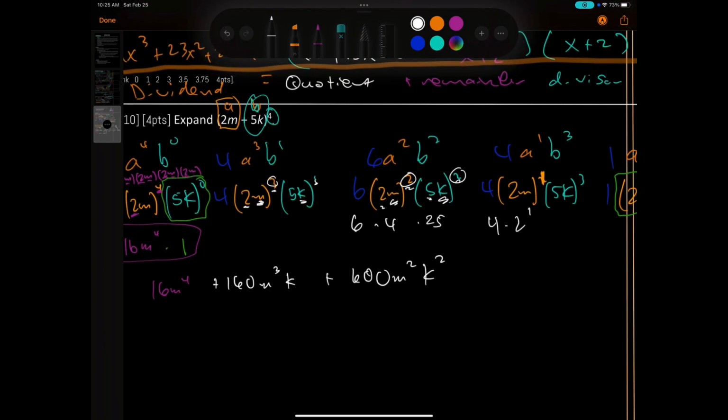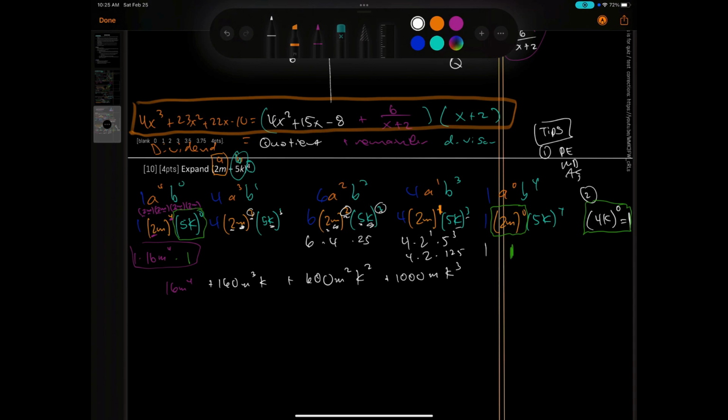4 times 2 to the 1st times 5 to the 3rd, so that would be 4 times 2 times 5 to the 3rd power. 5 times 5 is 25. 25 times 5 is 125. So if I multiply all of those numbers, you'll get 1,000. 1,000 m to the 1st, or just m, and then k to the 3rd.